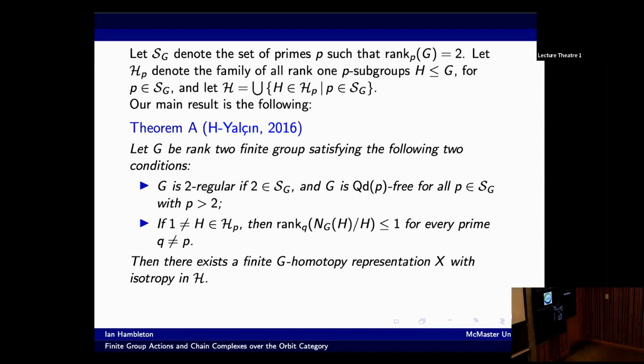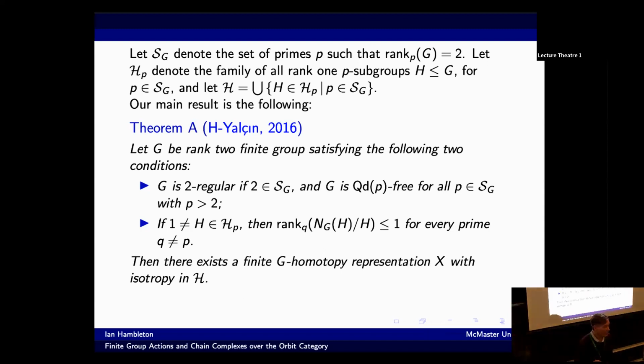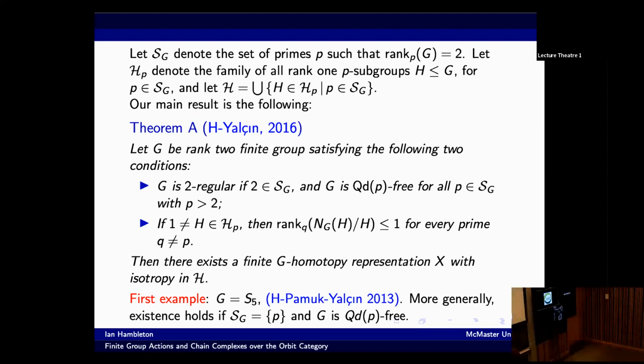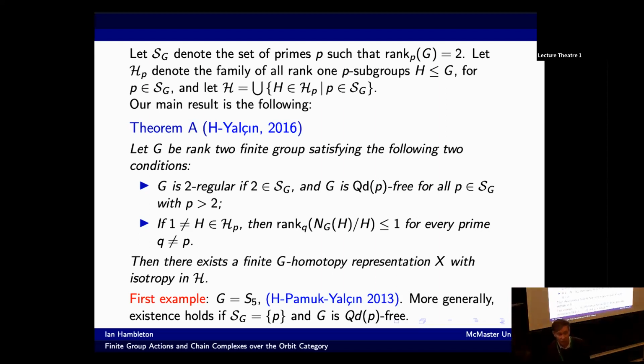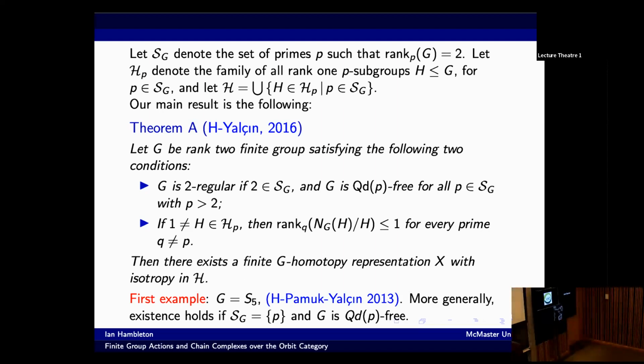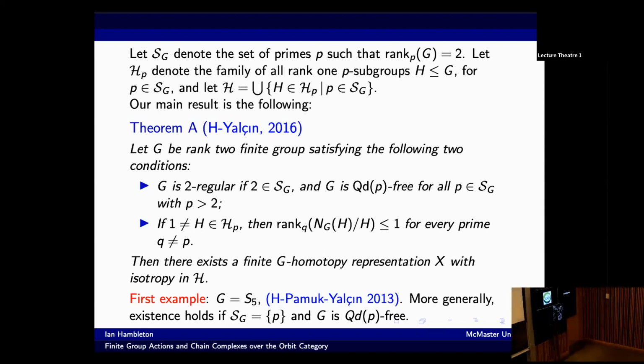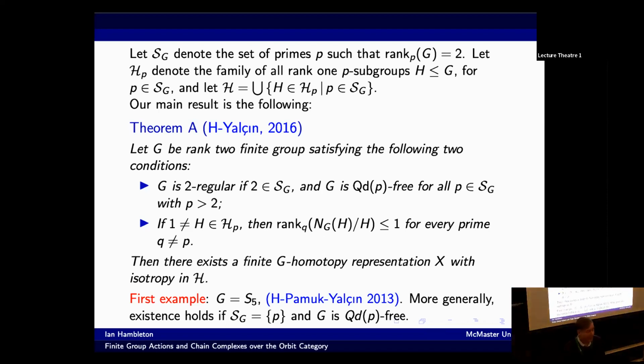Okay, so you might of course wonder, particularly with this 2-regular condition, what applications there are, or what specific groups one could apply this to. The first example is the one that Erin and I did with Semra. This is the group on 5 letters. If you understand this group quite well, you know that it's rank 1 at all the odd primes. Just think about the cycle decomposition. And at the prime 2, you have a rank 2 dihedral subgroup.